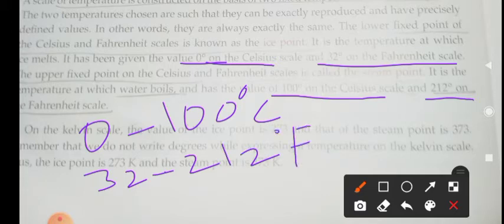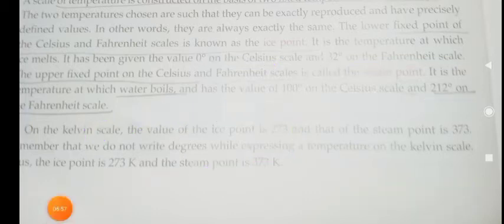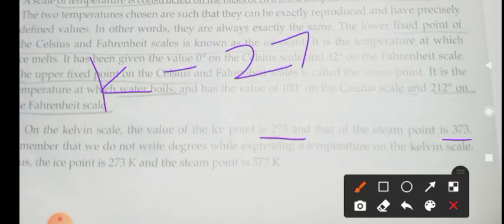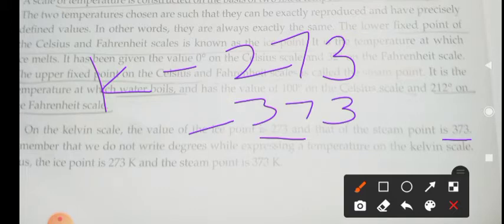Is it clear, children? We have seen degree Celsius and degree Fahrenheit. What about Kelvin? For Kelvin also we have a lower fixed point, that is the ice point, which is 273 Kelvin, and the steam point is 373 Kelvin. So for Kelvin, the lower one is 273 Kelvin and the higher one is 373 Kelvin. Is it clear, children?